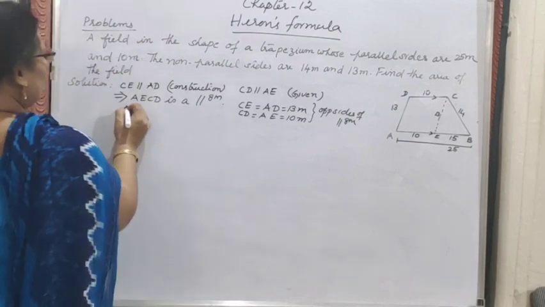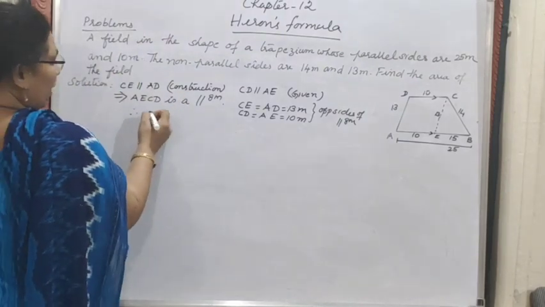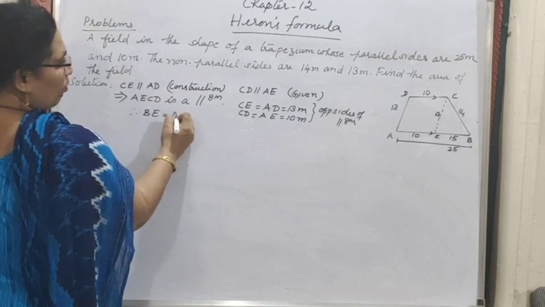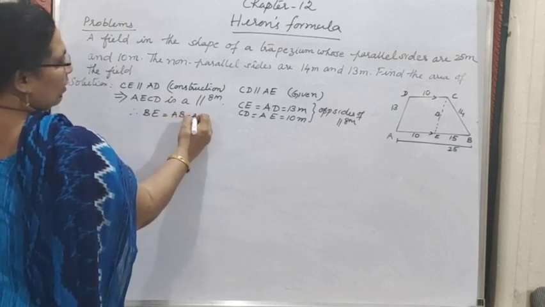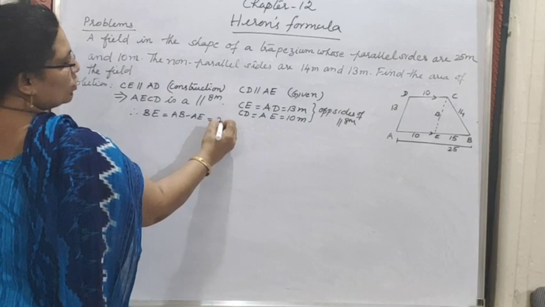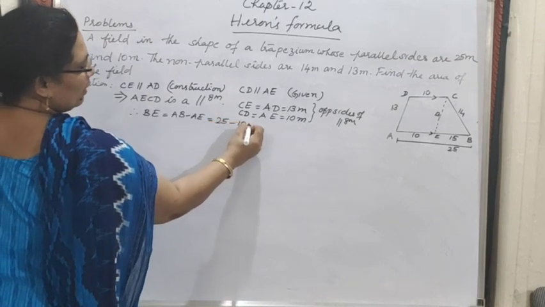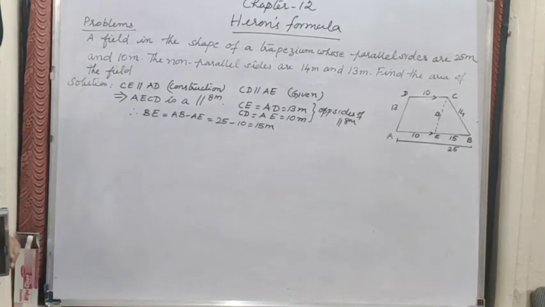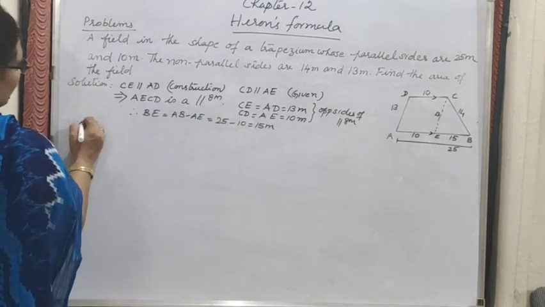Right. Now, therefore, we have to write BE. BE means AB minus AE. So AB is 25 minus 10, it is equal to 15. Got it? This is the step. Now we have to find out the area of the trapezium ABCD. So I'll write the first equation.